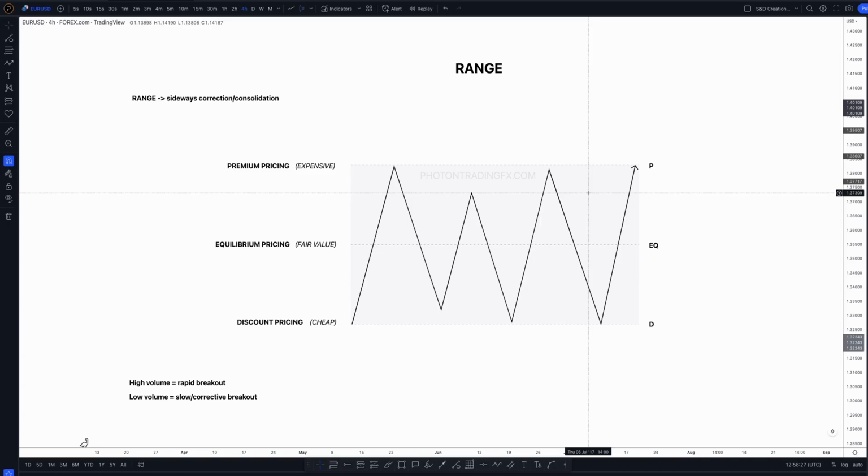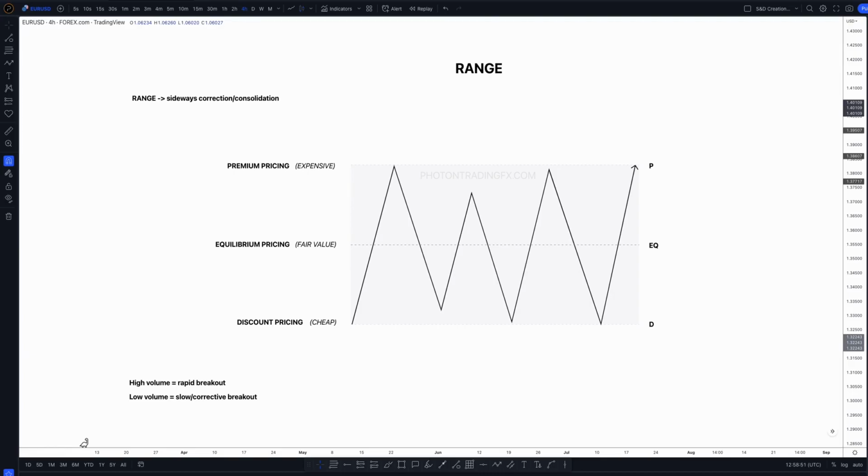Now, ranges can obviously be found on all time frames, and this is where sometimes just jumping up a time frame can show you more clearly that price is actually stuck in a range, sometimes if you're too zoomed in on a lower time frame. Now, when price is stuck in a range like this, and it's essentially just moving up and down, that can be viewed as the market deeming the price to be at fair value, right? So it's kind of just trading around that area.